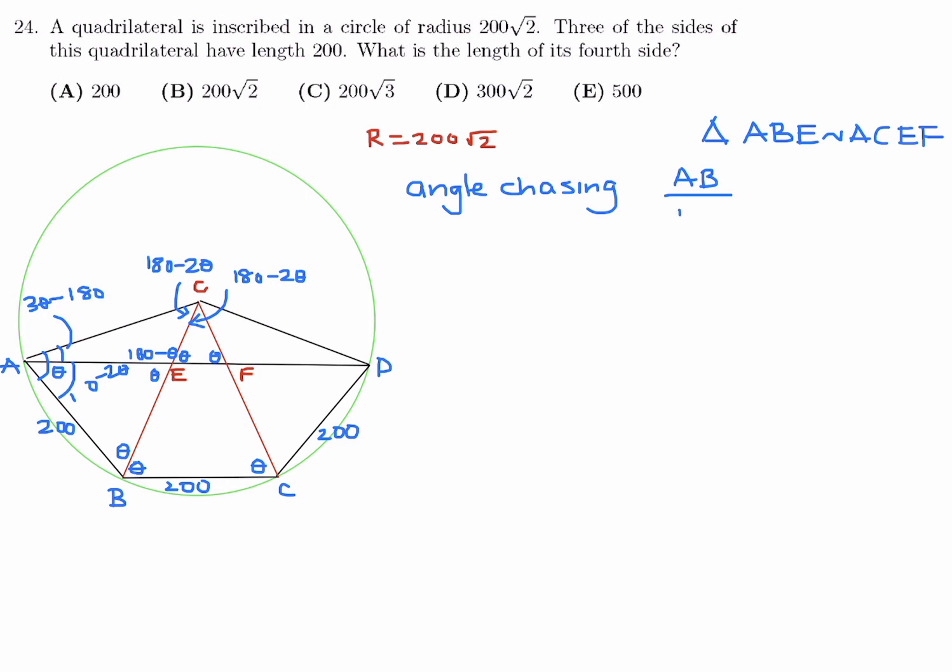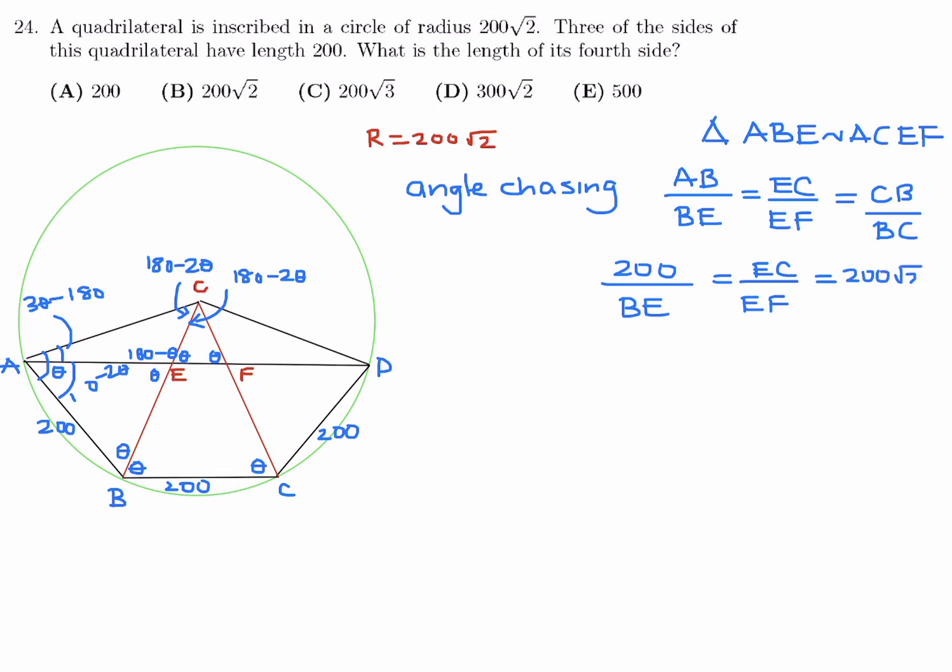the ratio of the sides will be equal. So AB over BE will be equal to EC over EF, and that is equal to CB over BC. All right, let's see what we know. AB is 200. BE I don't know yet. EC I also don't know yet. And EF I also don't know yet. CB, that's the radii, and that's 200 root 2. And BC is 200.